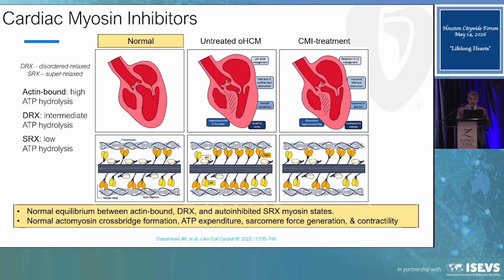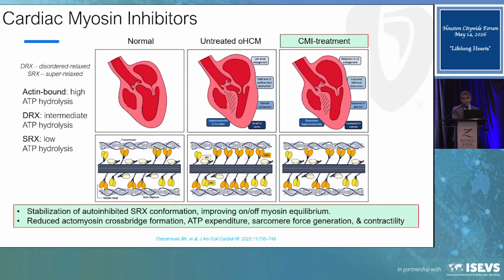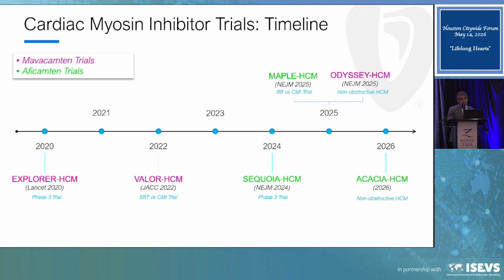At baseline, you've got normal force generation, normal contractility, and normal ATP expenditure. In untreated HCM, this shifts, where you have abnormal binding and increased ATP expenditure, and all of this can lead to maladaptive mechanisms of remodeling, fibrosis, etc. CMIs aim to restore that normal state. So let's talk about CMIs and their clinical trials.